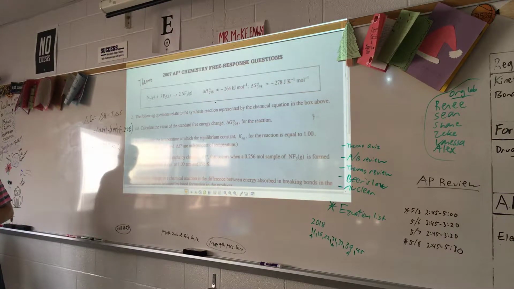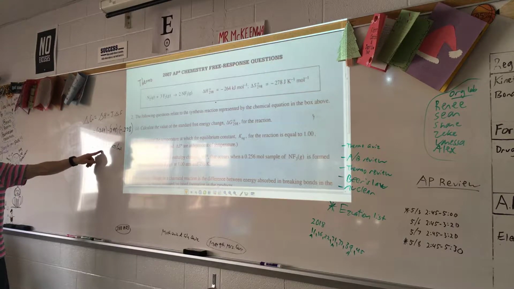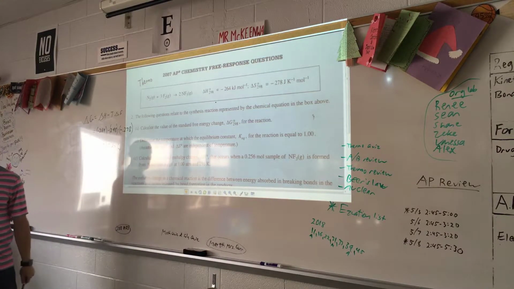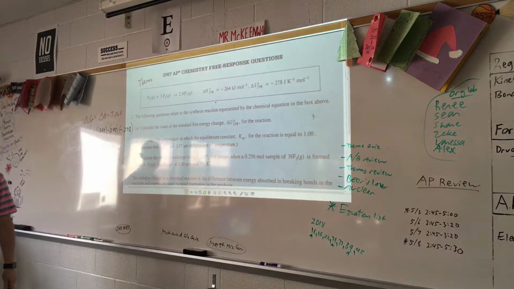So, that's it. What does that mean, Liz? That it's favorable. Thermodynamically favorable, right? The bigger the negative, the more thermodynamically favorable. How do we determine B, the temperature at which K is 1? What does K equals 1 mean?